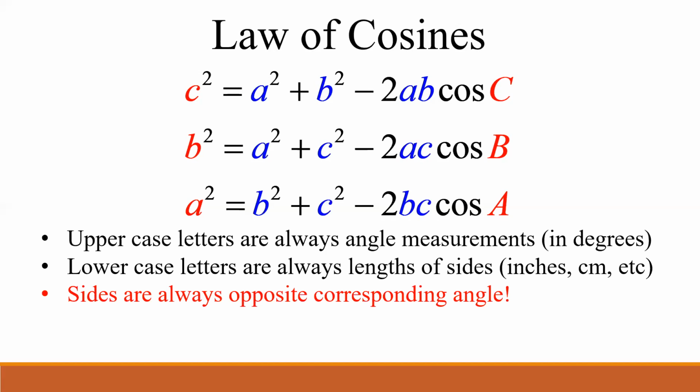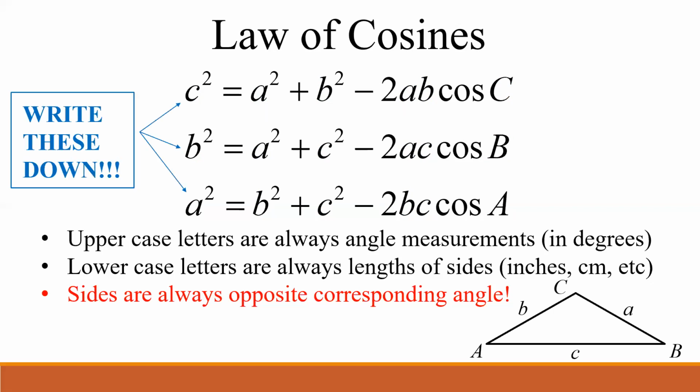Just like with the law of sines, when we draw a triangle, remember the uppercase letters are always the angles, and the lowercase letters are the sides. And just like before, it doesn't matter where the A, B, and C are, but the angle A and the side A, and the other letters, are always opposite from each other. So again, if you need to pause the video and write those formulas down so you can have them for easy access later on, I would encourage you to do that.